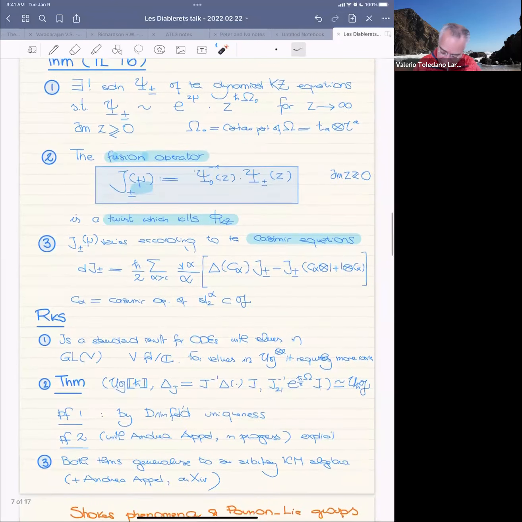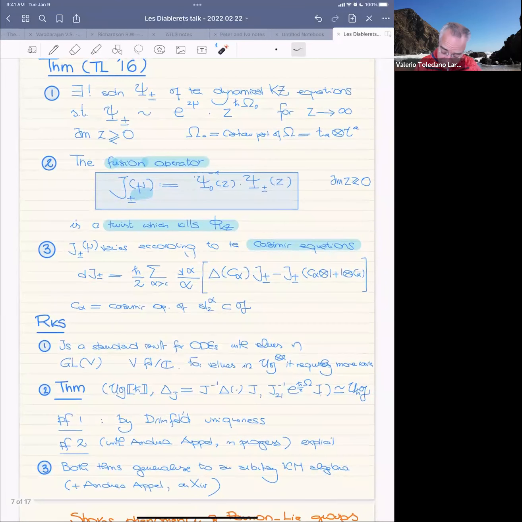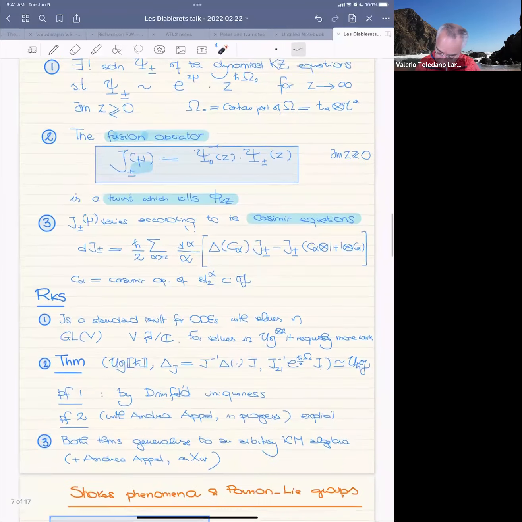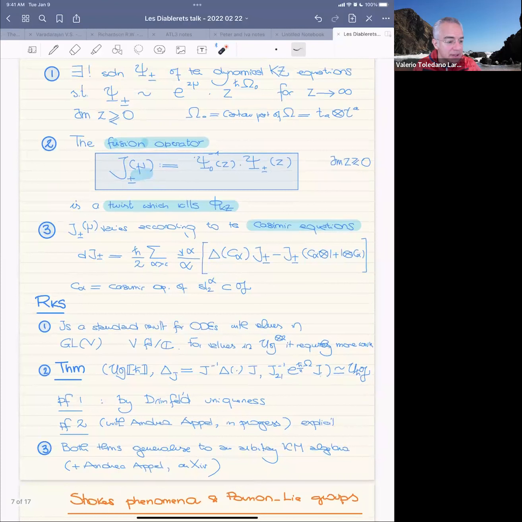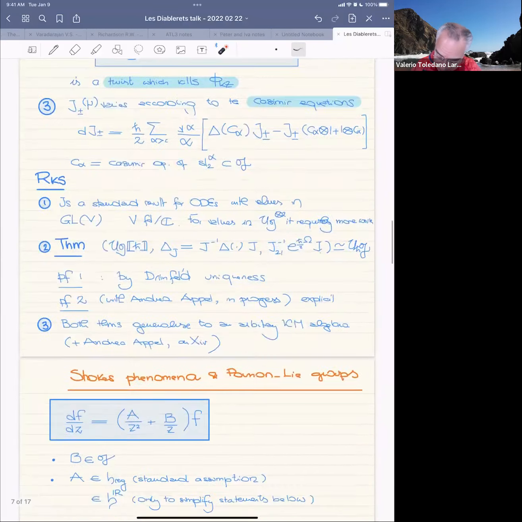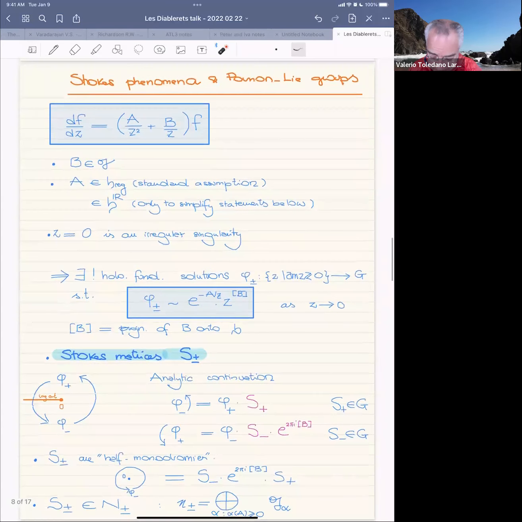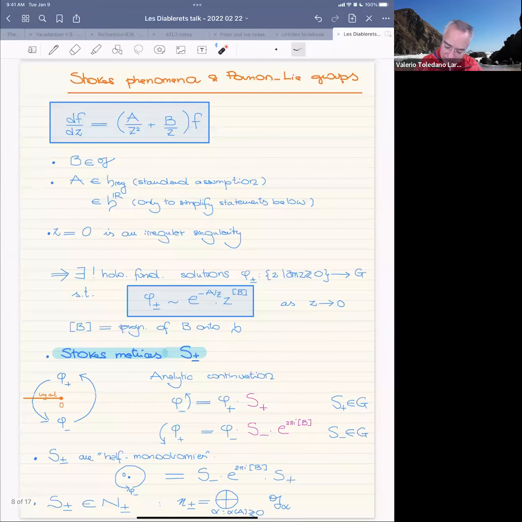And to close this part, I just want to mention that both these theorems, the construction of this fusion operator and the identification with the Drinfeld-Jimbo quantum group, generalize to an arbitrary Kac-Moody algebra. This statement has to be corrected a little bit, and so does the description of quantum Weyl group operators in terms of the Casimir equation. This is work that I've done with Andrea Appel, which is on the arXiv. All right, so this was the quantum part of the story. And now I'm going to briefly review the classical, or semi-classical, part of the story, which was worked out by Phil.